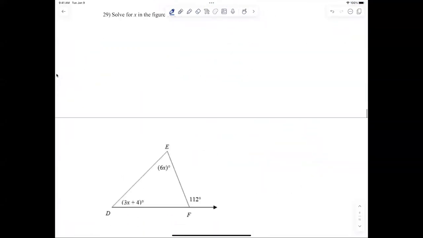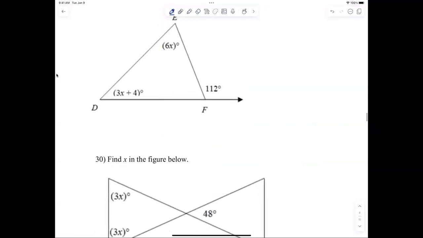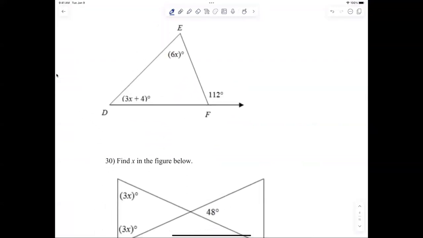All right, here we go. Solving for x here, what do we got? 9x plus 4 equals 112. Is that correct? 9x plus 72, I thought. 9x plus 72 at 9x is equal to 8x.